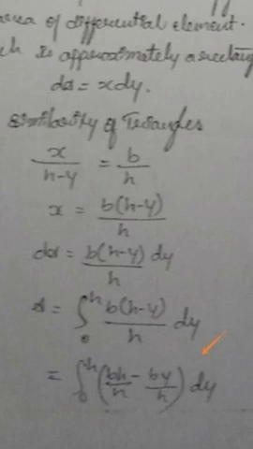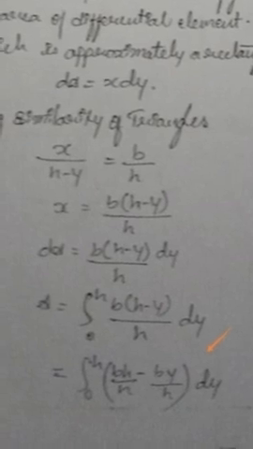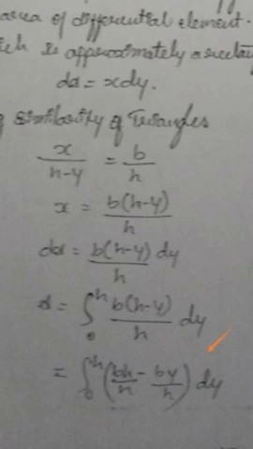b into h minus y divided by h into dy. So whatever the topmost equation is, I am integrating that equation. You can see I am doing it with respect to y, so b is constant and h is constant, both I will take outside. Then multiply the numerator b and h with whatever is inside the bracket, so you will get bh divided by h minus by divided by h. So this is the equation you will get.